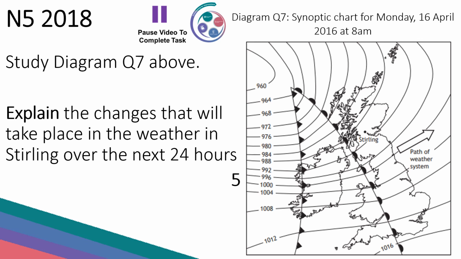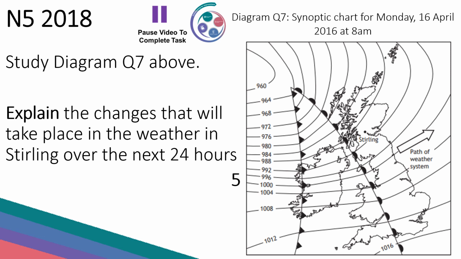The arrow indicates the path of the depression. Make sure you're aware that the depression will move from west to east, and it'll take approximately a day or thereabouts to complete the full transit from Ireland across to the North Sea past the UK. So over 24 hours, it will pretty much go from where it is out into the North Sea, and you've got to look at what that effect will be on Stirling.